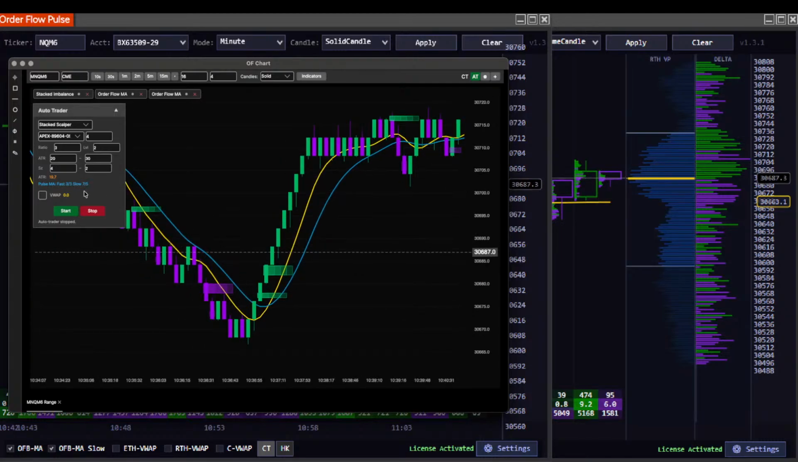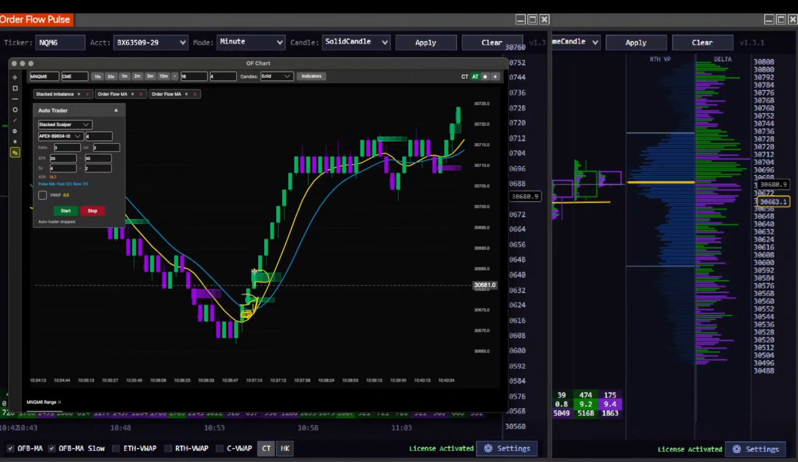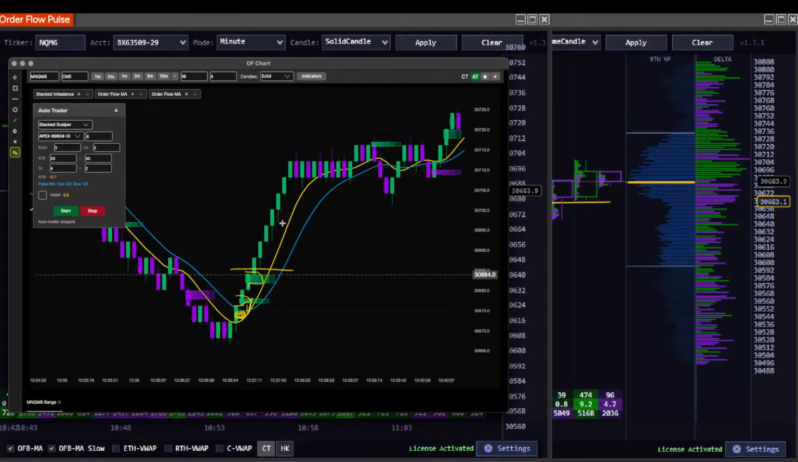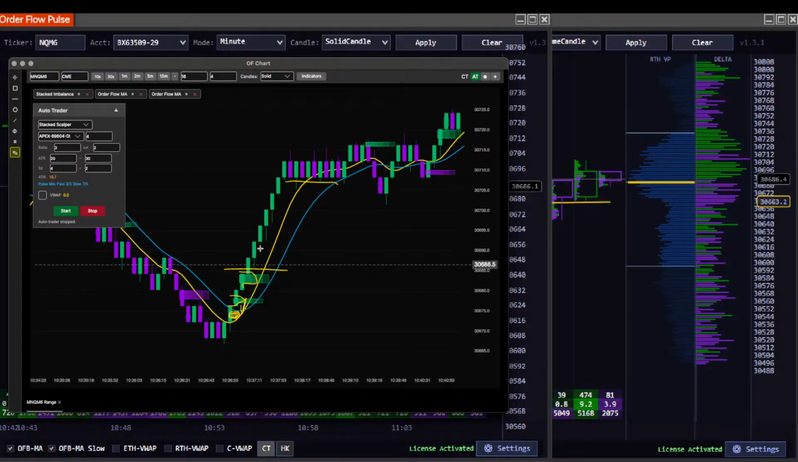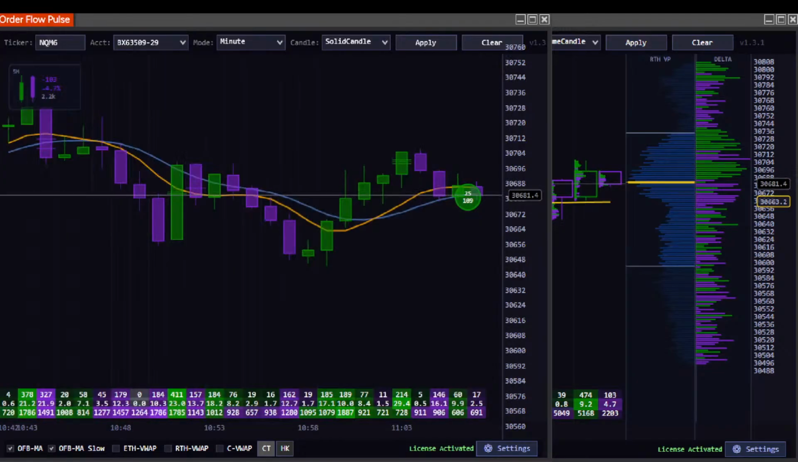Right here, we have a buy imbalance. It would not get into that trade because these moving averages are separated in the wrong direction. It would get in here because we crossed over. Then it would get out right here, because it trails to low, trails to low, trails to low, and then gets out. All this is going to be released to the public.